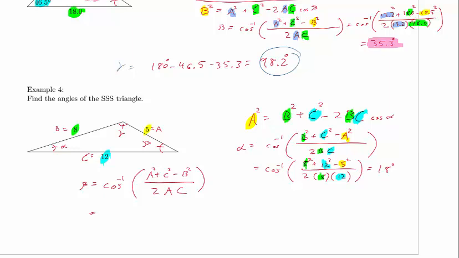And we plug in everything. So that we got 5 squared plus 12 squared minus 8 squared, and then that's all divided by 2 times 5 and 12. Okay? Put this in the calculator. Again, make sure your calculator is in fact in degree mode, and you will end up with about 29 degrees.